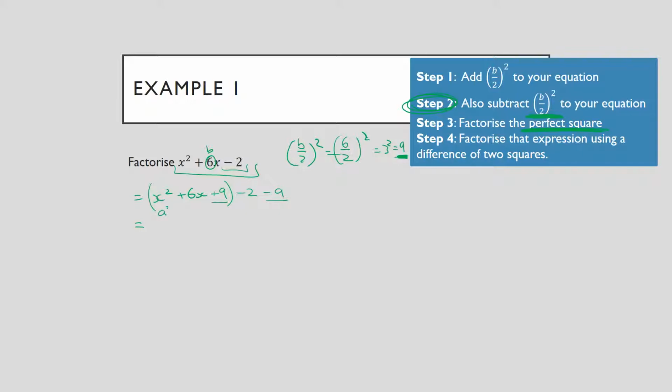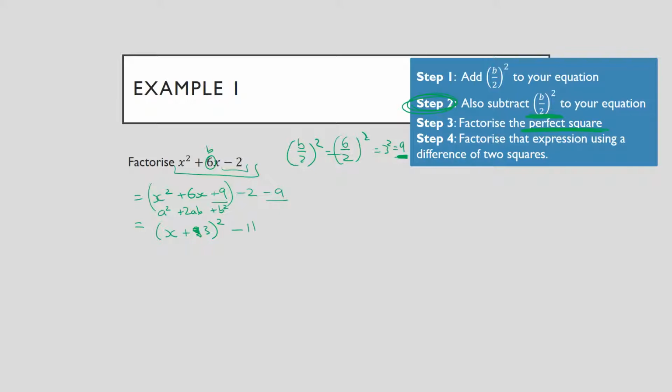So this would be our a squared term, this is our 2ab, and this here is our b squared. So we will take x, because that's the square root of x squared, plus 3, and that's going to be squared. So this is using the perfect square to factorize that expression. And then we get minus 11.